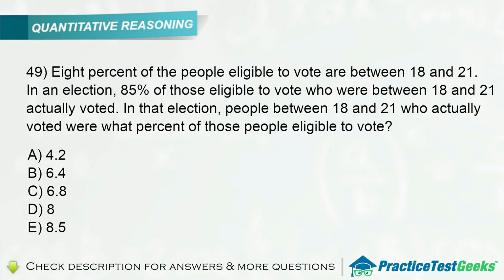Question 49. 8% of the people eligible to vote are between 18 and 21. In an election, 85% of those eligible to vote who were between 18 and 21 actually voted. In that election, people between 18 and 21 who actually voted were what % of those people eligible to vote? A. 4.2. B. 6.4. C. 6.8. D. 8. E. 8.5.